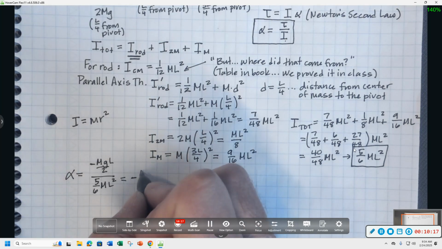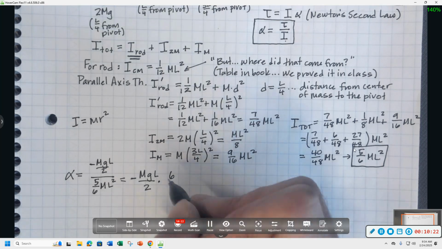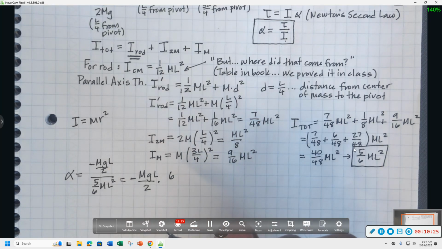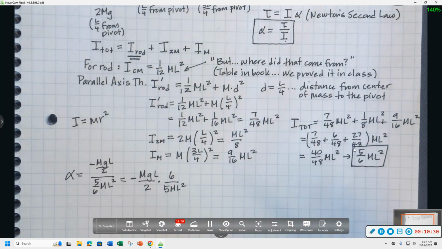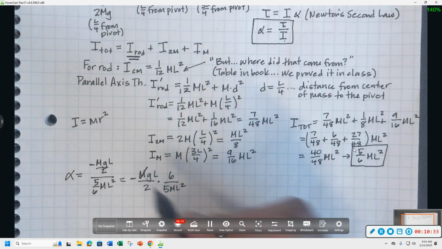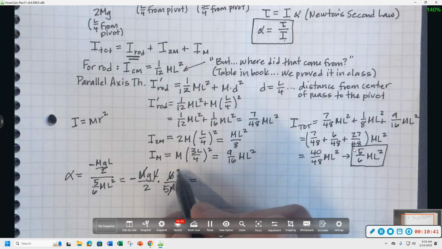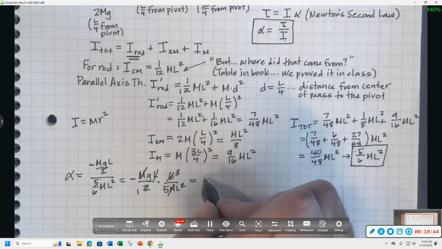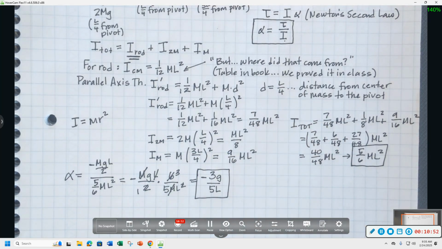So negative mgL over 2 times 6 over 5 ml squared. The m's cancel. One of the L's cancel. And you end up with, cancel out a factor of 2 here, we've got negative 3g over 5L. Final answer. Done. I recorded that.